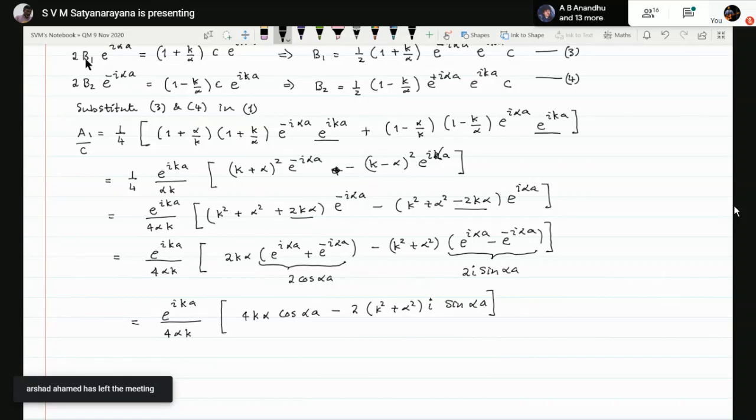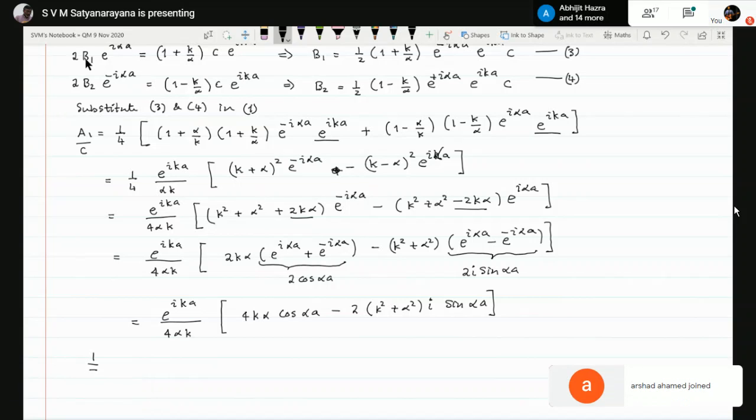So what is this? This is my A1 by C. Suppose I ask, what is 1 by T? 1 by T is A1 by C mod square. Correct. So that is equal to e to the i k a. When you multiply this one with its conjugate, it will become 1. So this is just a complex number with unit modulus. That will become 1 when you take mod square of that, right?